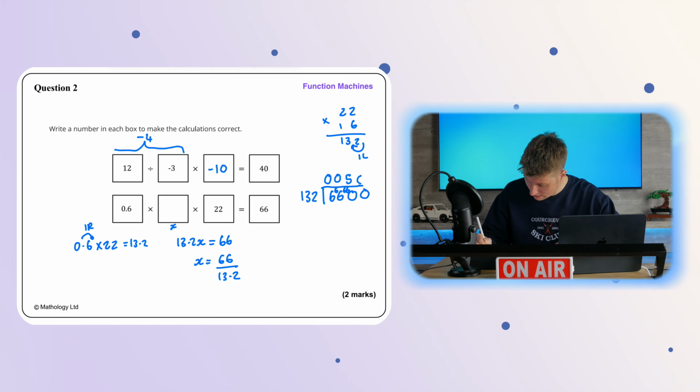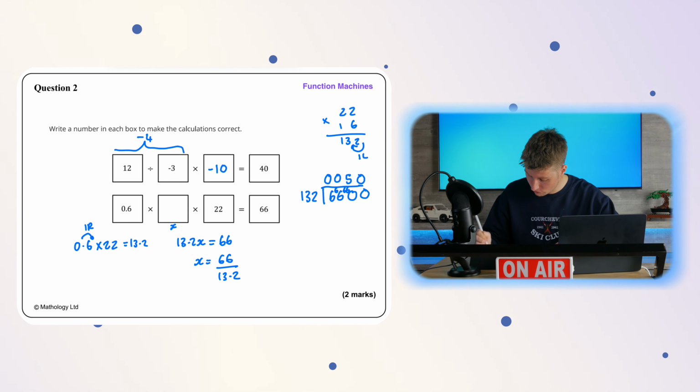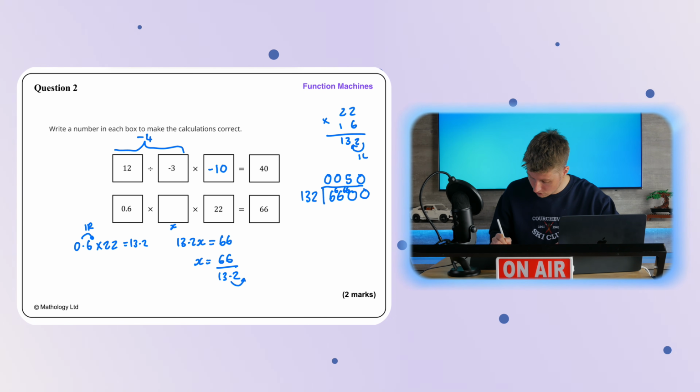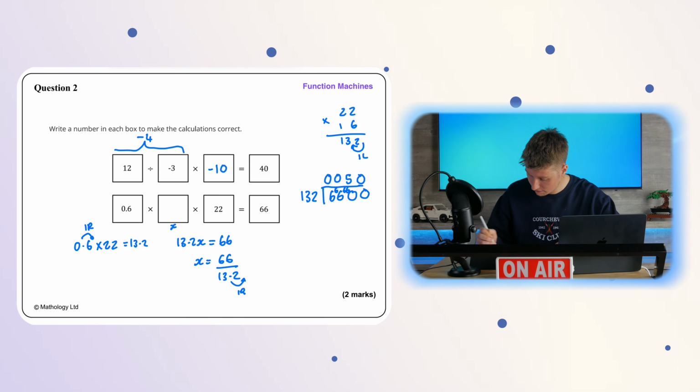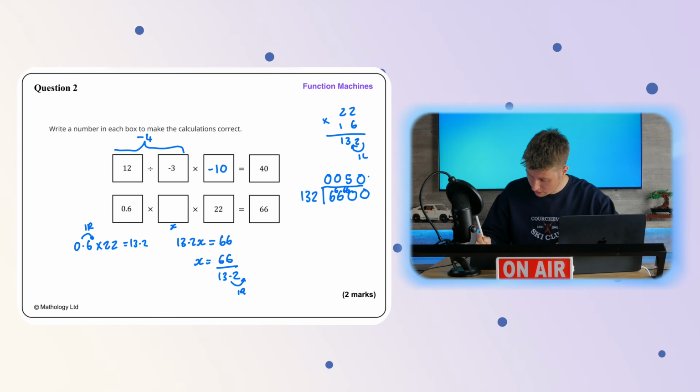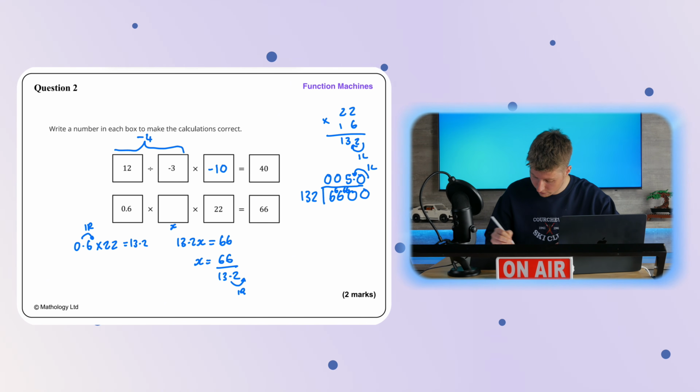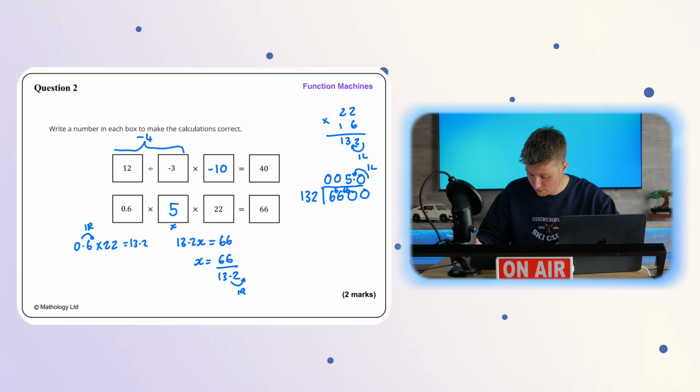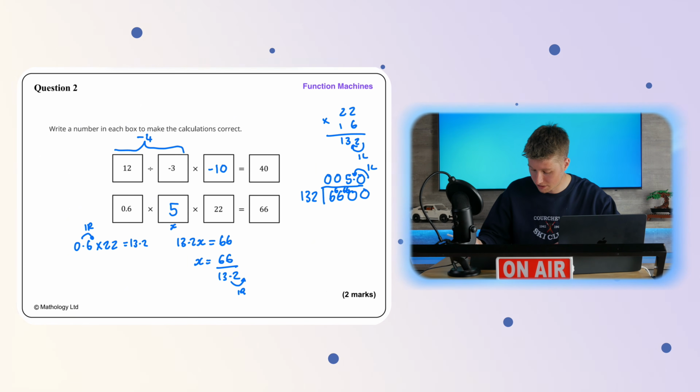And then we're going to stick the 0 on the end. And then we've moved the decimal point 1 unit to the right. So we're going to move the decimal point 1 unit to the left from the end in this bus stop method to give us 5. So 0.6 times 5 times 22 is equal to 66.